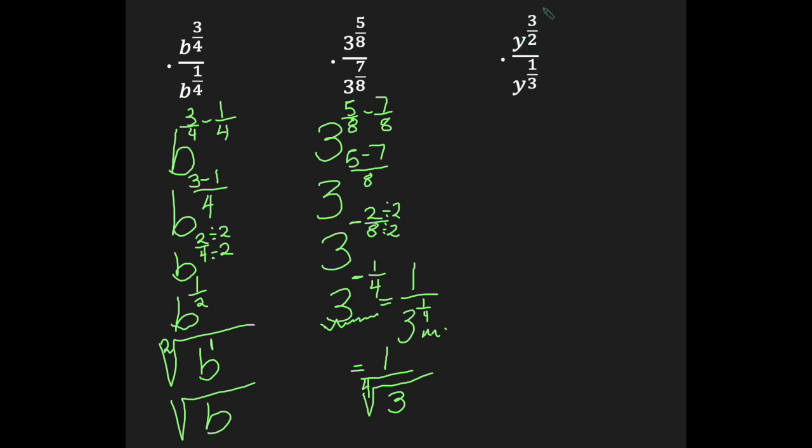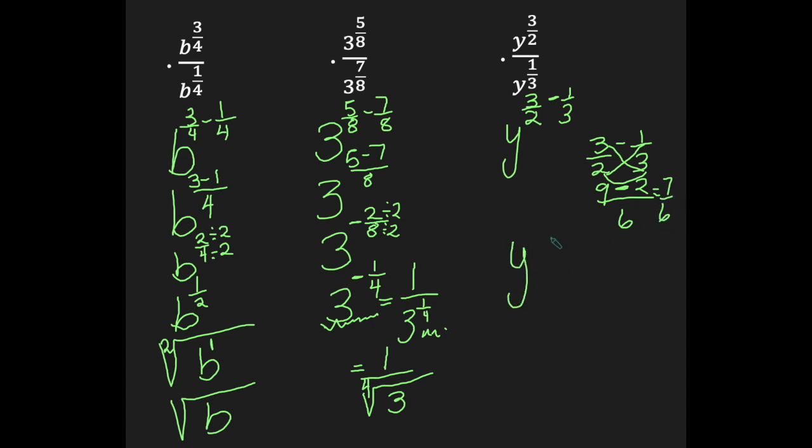Lastly, I have y 3 over 2, and I'm dividing by y raised to the 1/3. So the rule states, keep your base, subtract your exponents. So that's 3 over 2, take away 1/3. If I do my little smiley face, 3 over 2 minus 1 over 3, I draw my line. 2 times 3 is 6. 3 times 3 is 9. Minus 2 times 2 is 2. 9 minus 2 is 7 over 6. So this is y 7 over 6.